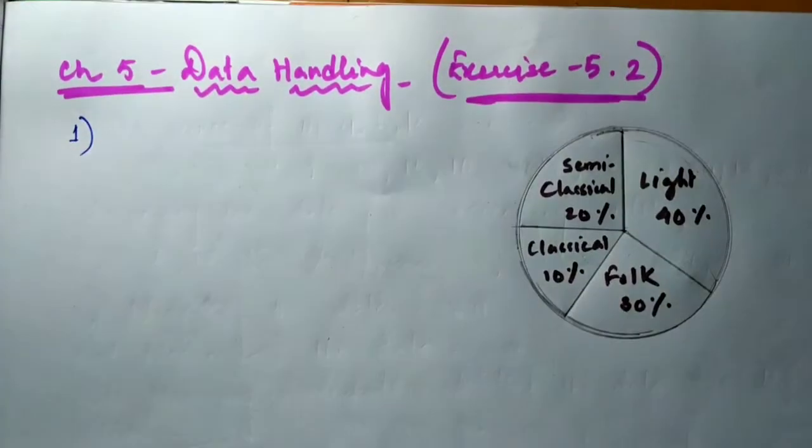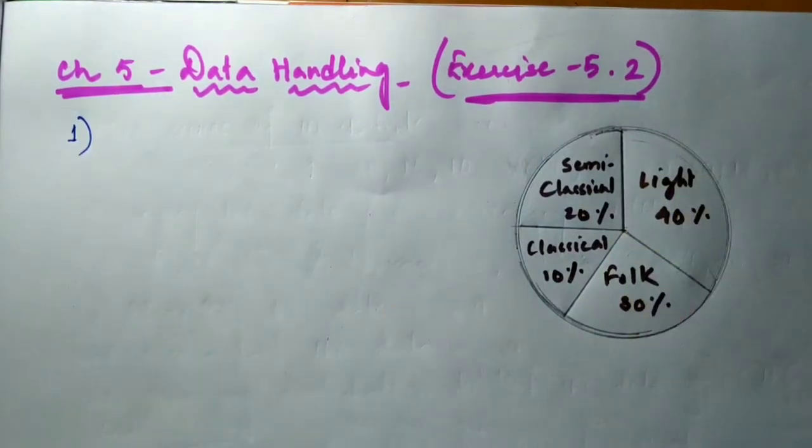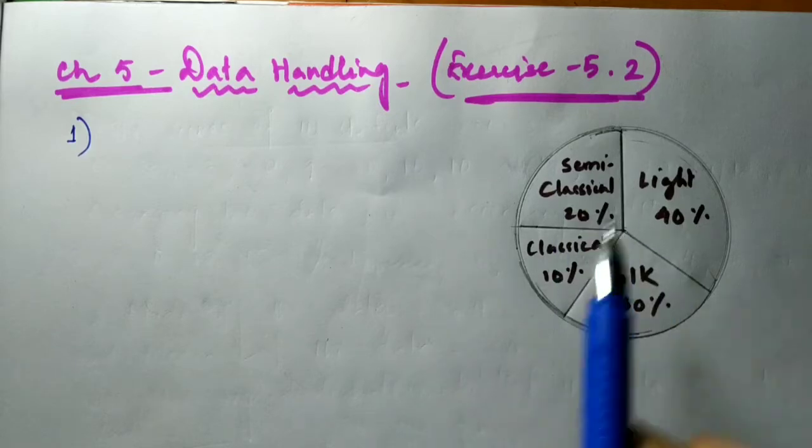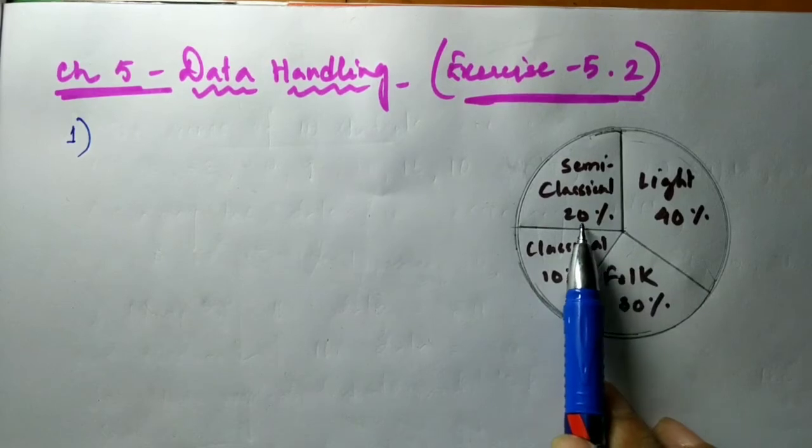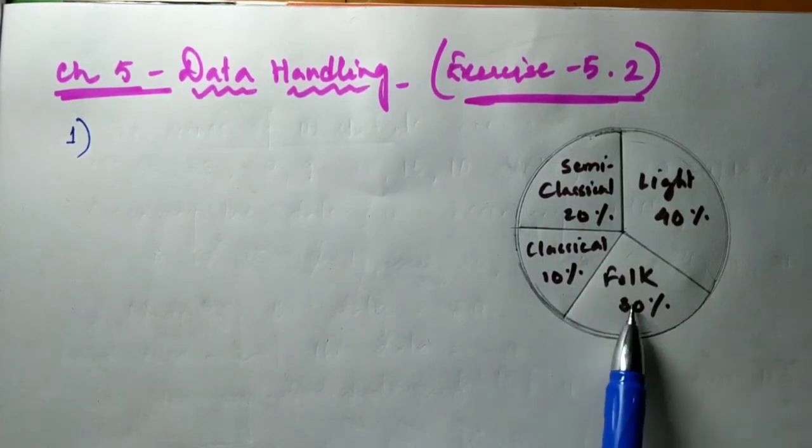In question number 1 you can see a diagram of this kind is given. I have drawn the diagram here for your convenience. The question goes like this: a survey was made to find the type of music that a certain group of young people liked in a city. The adjoining pie chart shows the findings of this survey. From this pie chart, answer the following. So we have to find out what is given. You can see all of the data given here. Light music liked by 40%, semi-classical 20%, classical 10%, and folk 30%.